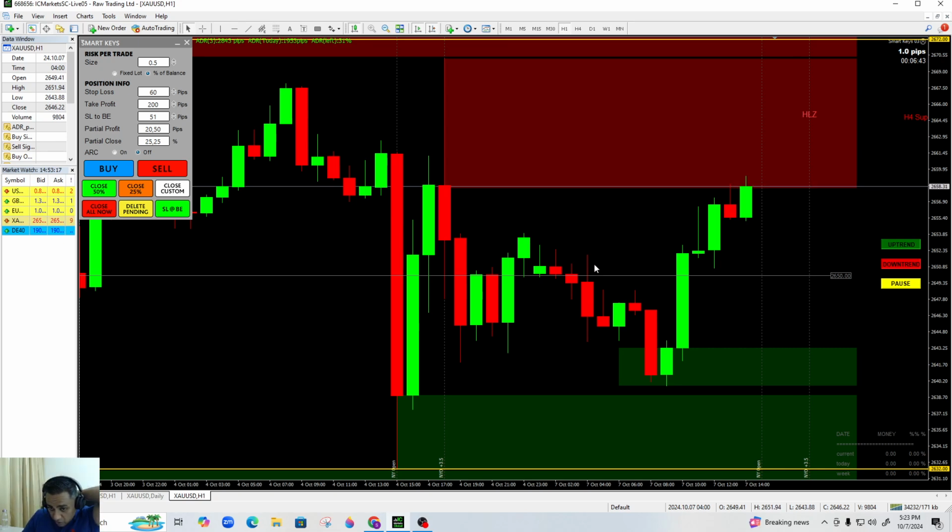That is a supply zone on the H1, and this move up took that out, right? There's also a smaller supply zone here, a drop, three base candles and a drop, and this move up took out that. So this is a high liquidity zone.